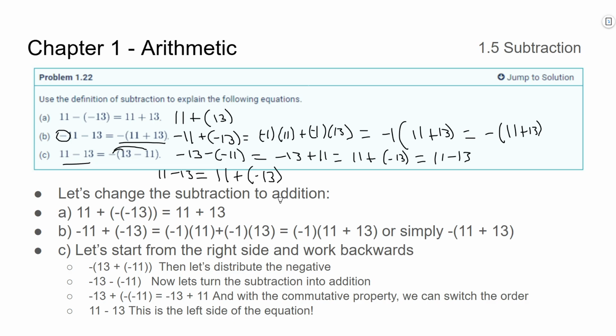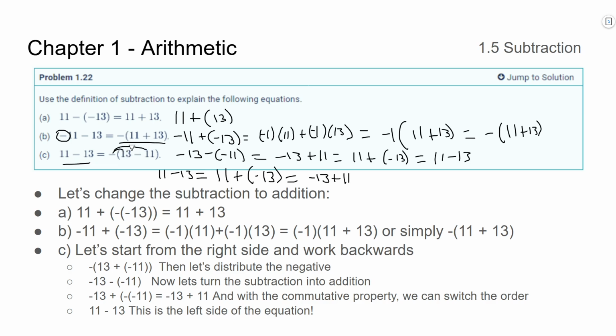And look at that. Addition is commutative, right? So now that it's addition, and this is the whole reason why we did this, by the way. So it's hopefully becoming clear now why we are doing this: because addition is commutative. And so now we can swap the order of this addition. So now this becomes negative 13 plus 11. And converting it to addition allowed us to do that.